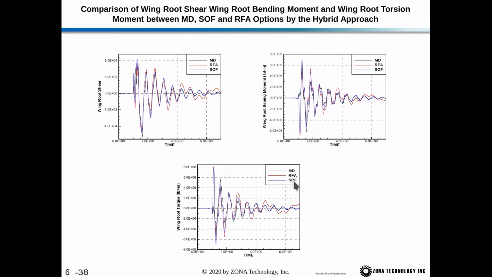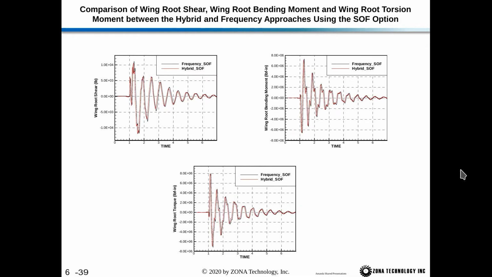So we would recommend the SOF option in general, but if you're exporting your plant model and you're measuring your loads from the state space model, essentially you'd be using the RFA option. Next, we'll compare the wing root shear, wing root bending, and wing root torsion, comparing the hybrid and frequency approaches using the SOF option. Once again, the hybrid and frequency computation methods agree with each other when we use the SOF option.